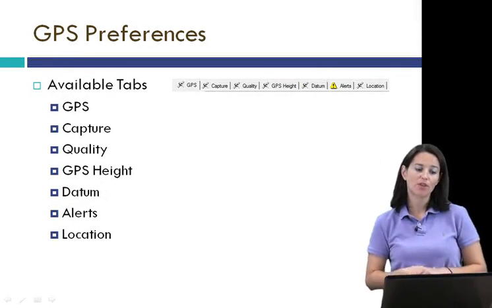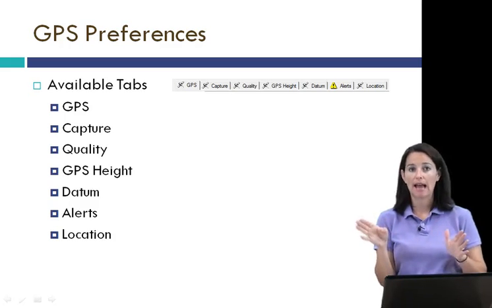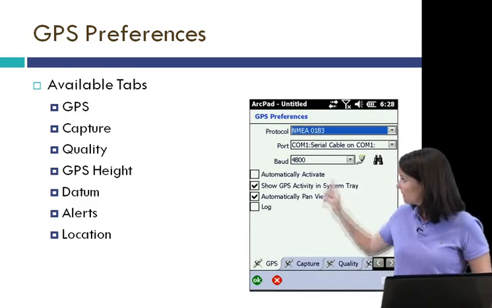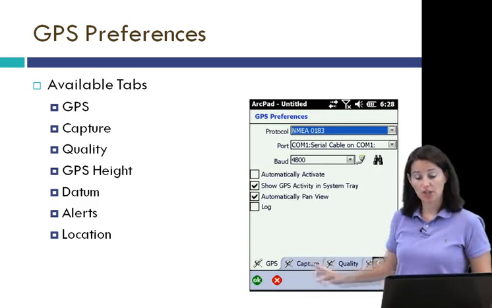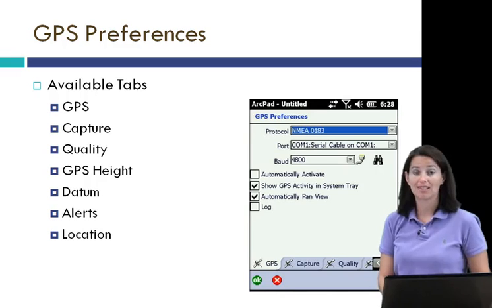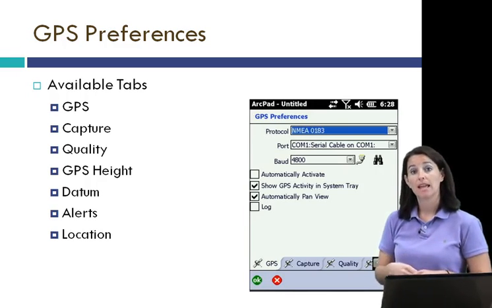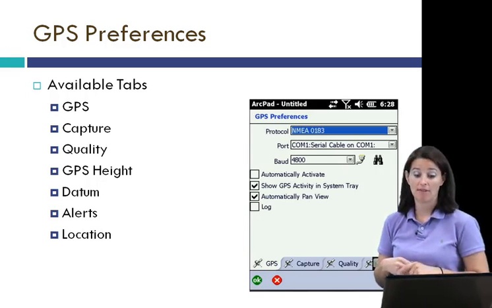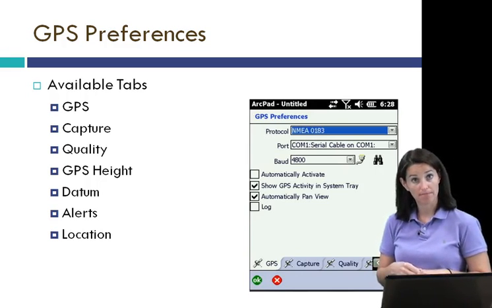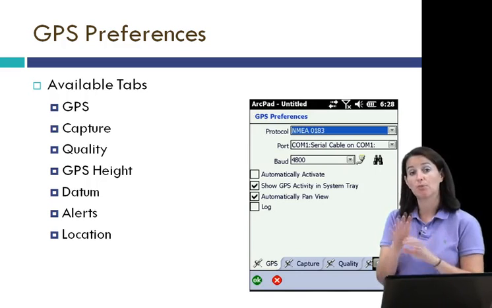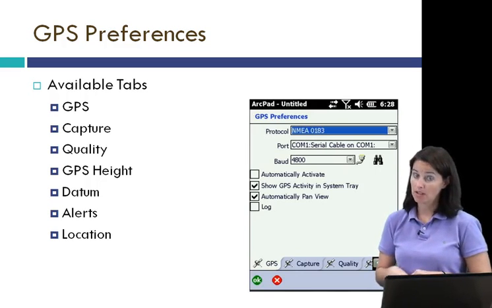Okay, so in GPS preferences, you have several available tabs. You have GPS. What the GPS tab under GPS preferences does is it says, hey, what GPS do you want to hook up to? It depends on what GPS device you have as to what the protocol is going to be. It depends on if you're using Trimble GPS Correct. If you have Trimble GPS Correct, then the protocol is going to be Trimble GPS Correct.